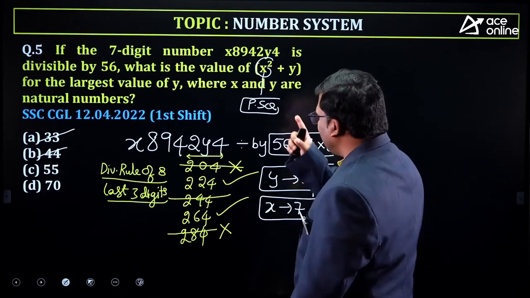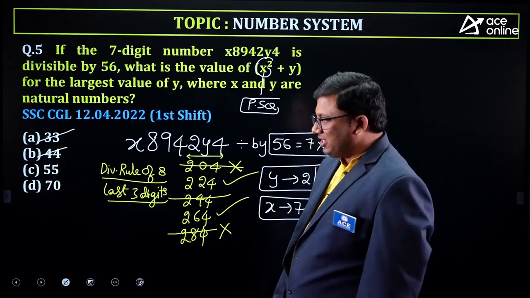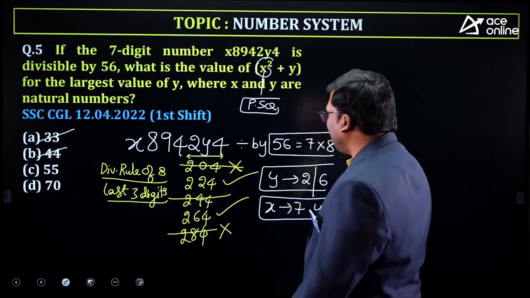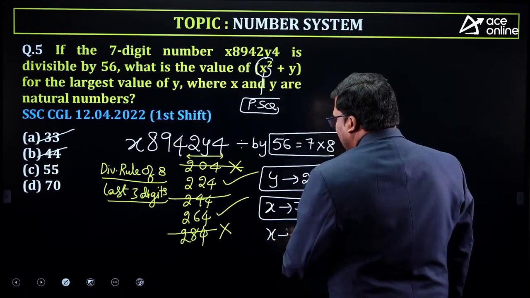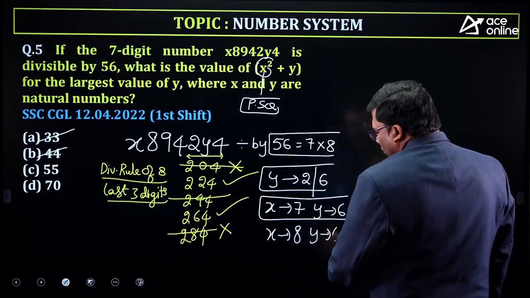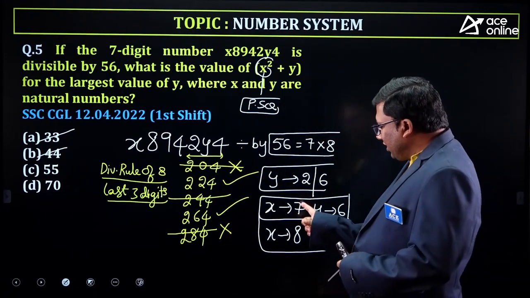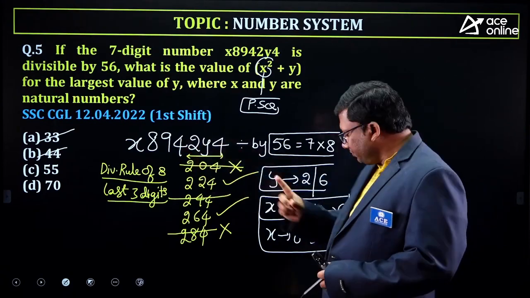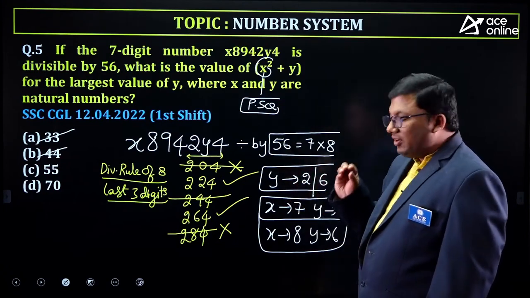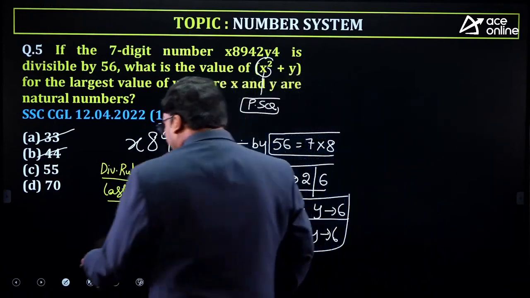This is one possibility we got. Now x square plus 2 is 70, so x square will be 68. X square plus 6 is 70, so x square is 64. That means x is 8 when y is 6. Two possibilities of x came because of y. If you observe, 49 plus 6 is 55 and 64 plus 6 is 70. Two cases I got. The case which will make it divisible by 7 is the answer.